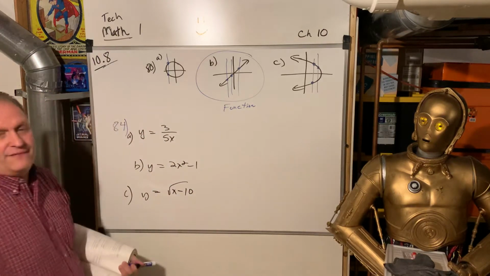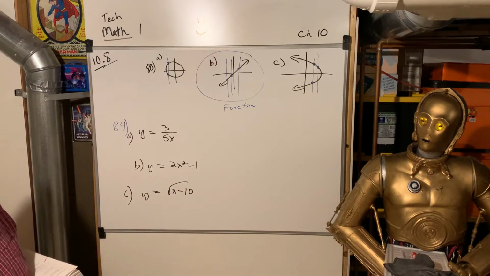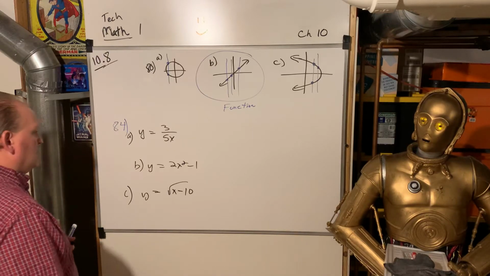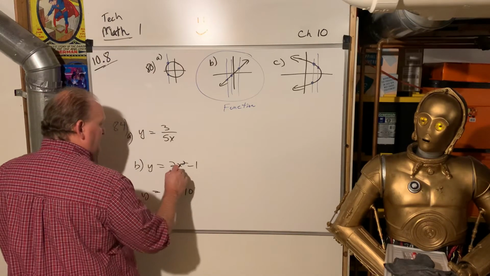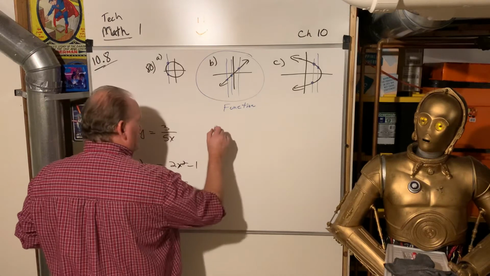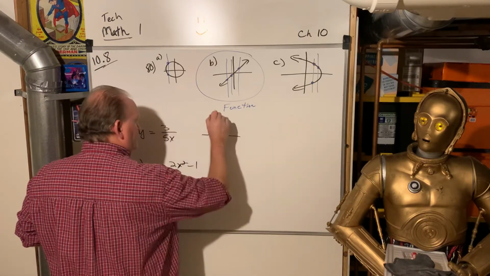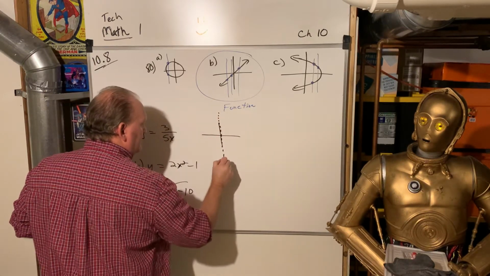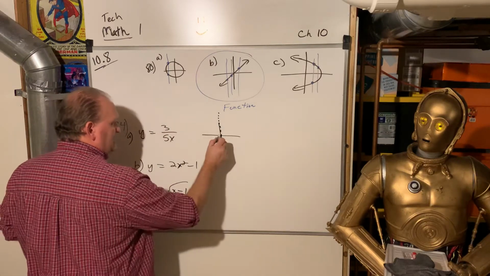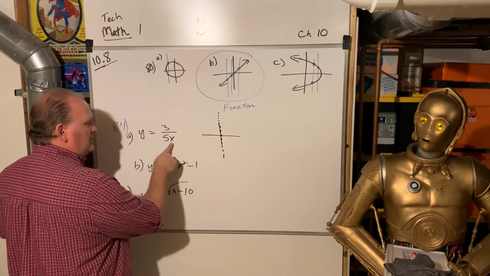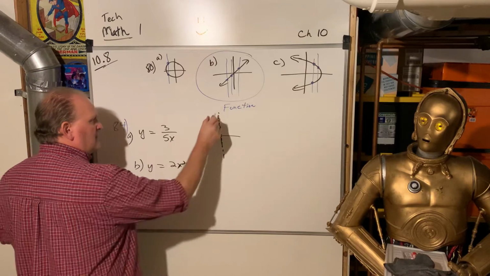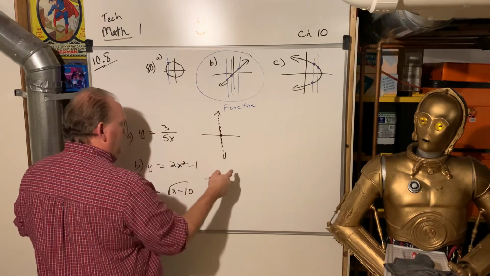The domain is a list of anything that x can be. All right. And so these are easier if you look at the graphs of these. So when you look at the graph of this one, it's got a vertical asymptote at 0. That means it can't be 0. You can never divide by 0. So 0 is taken out. It can't be that graph.